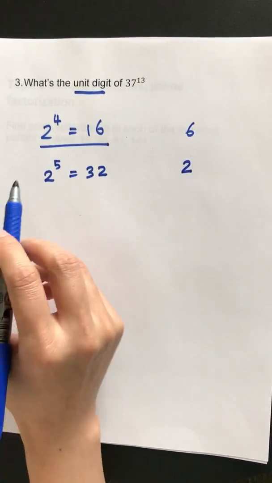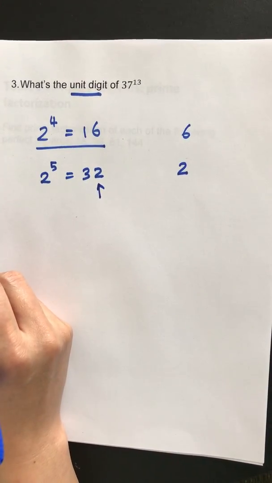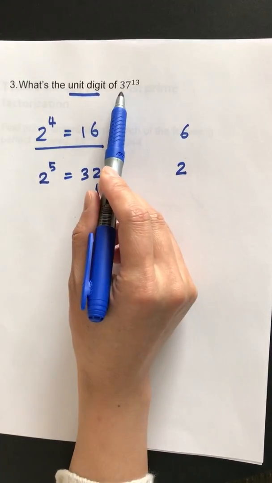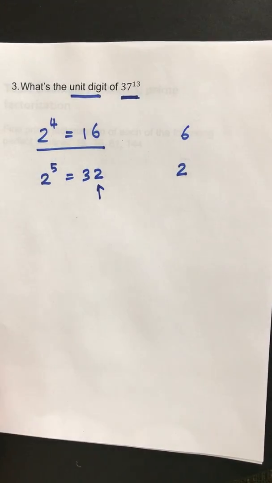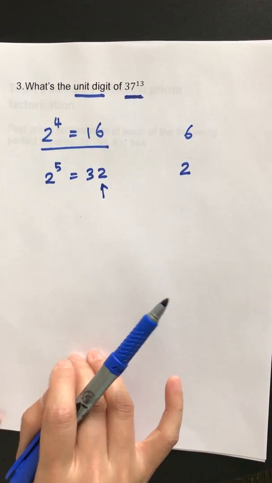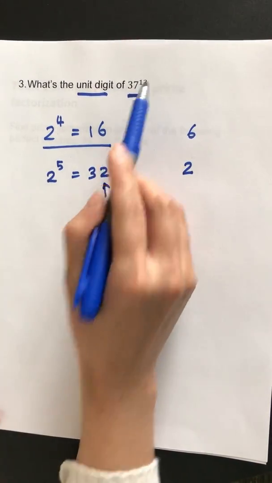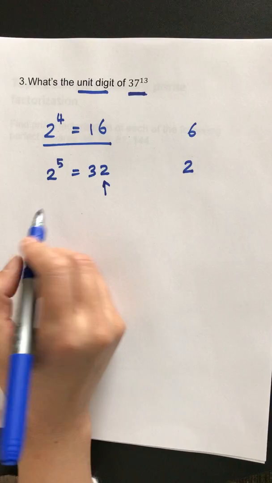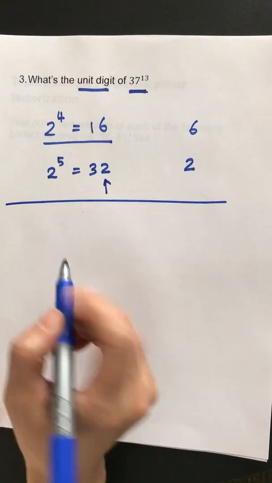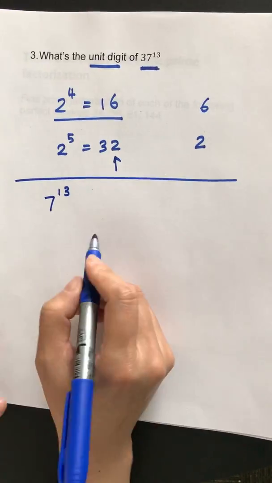Therefore, the definition of unit digit is, after you carry out all the operations, what is in the singles place. In this case, it asks you for 37 to the power of 13. To find the answer for the singles place, we only have to multiply all the singles digits together. In that case, we don't have to look at 30 to the power of 13. We only have to look at 7 to the power of 13.